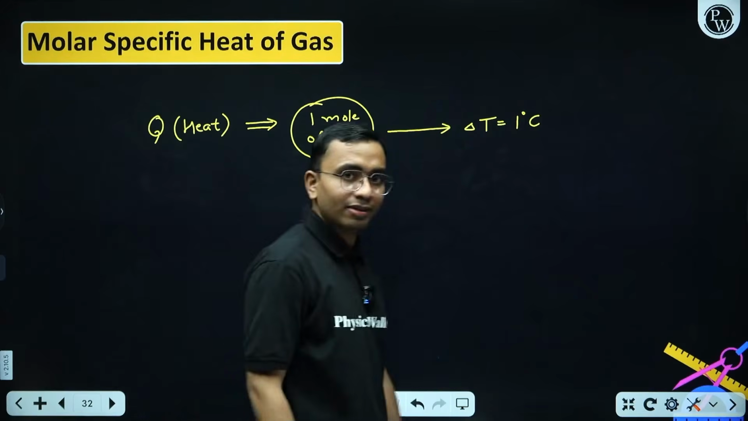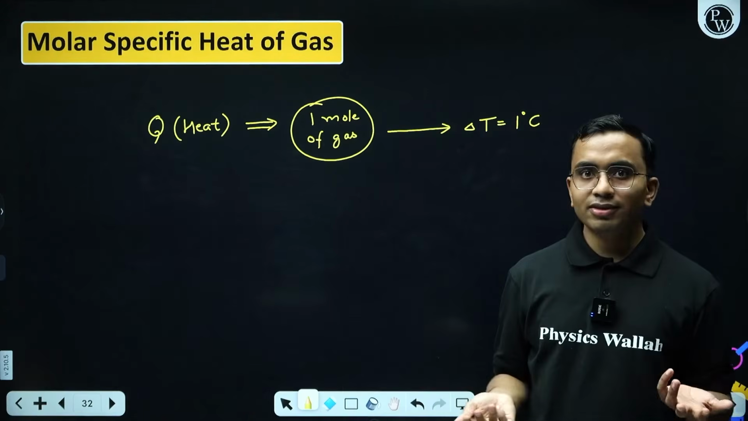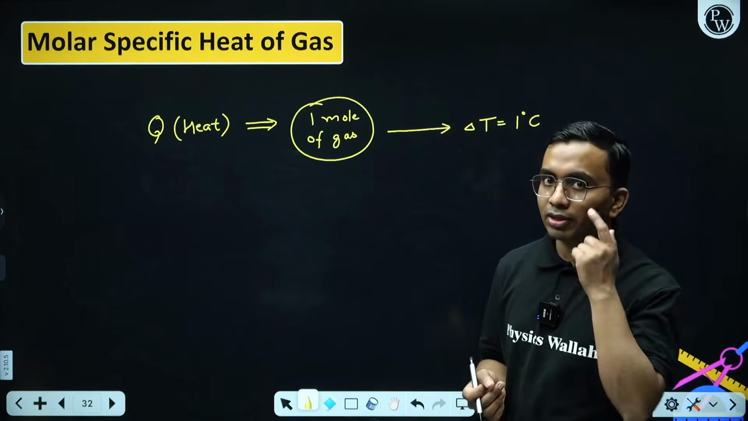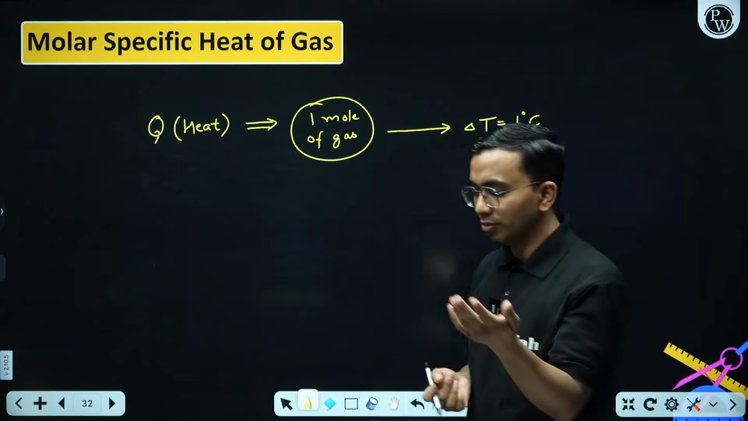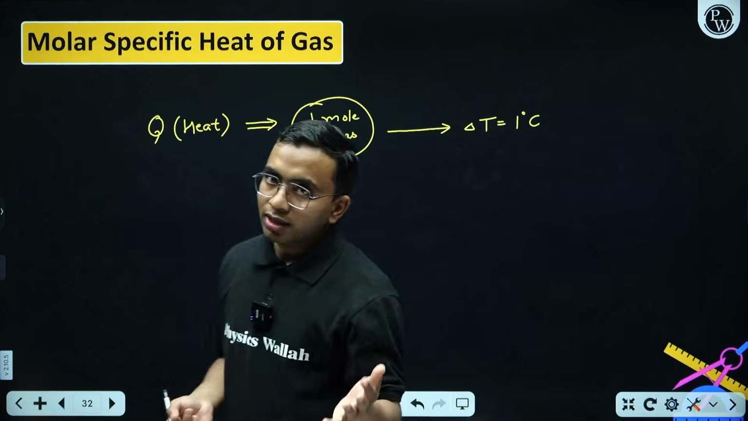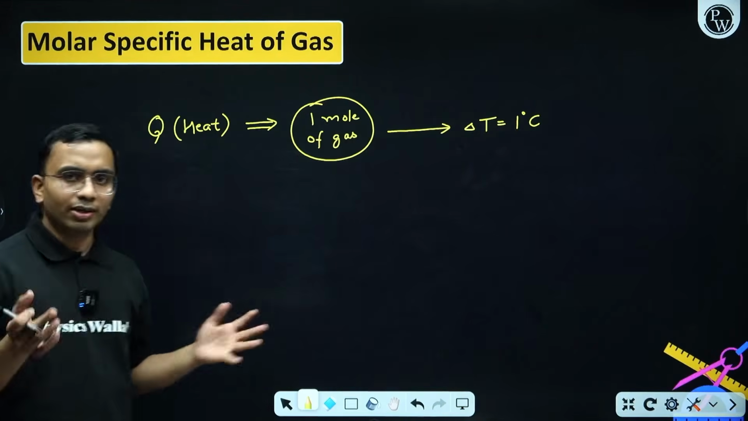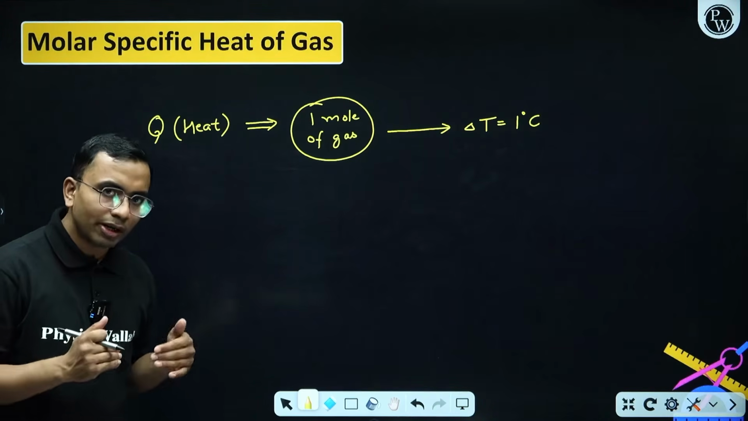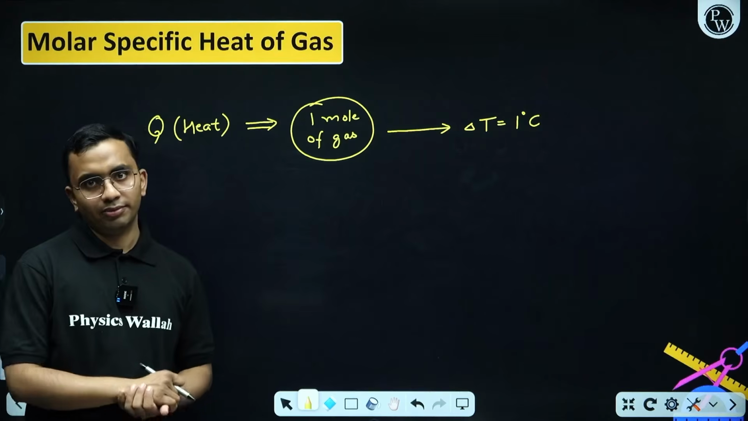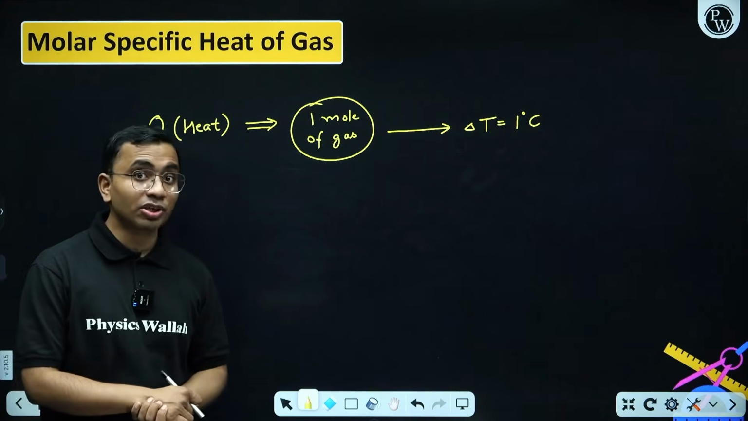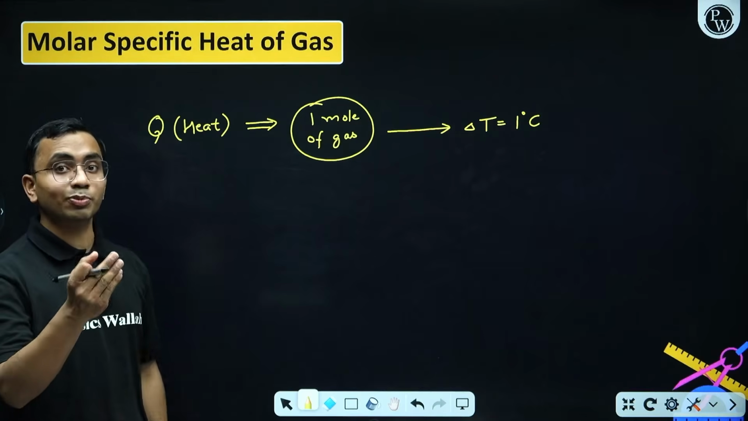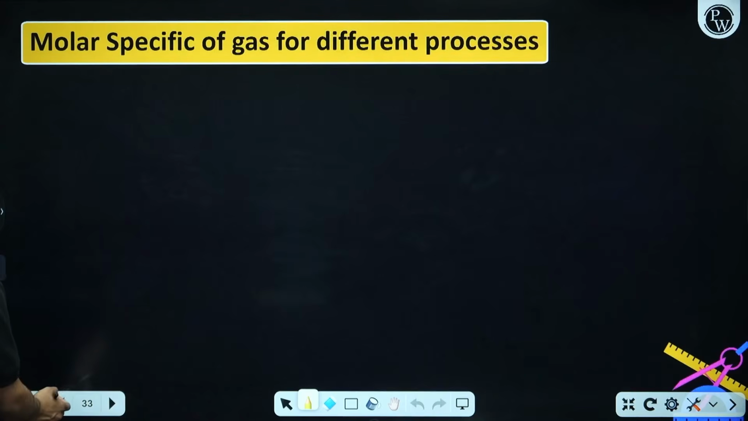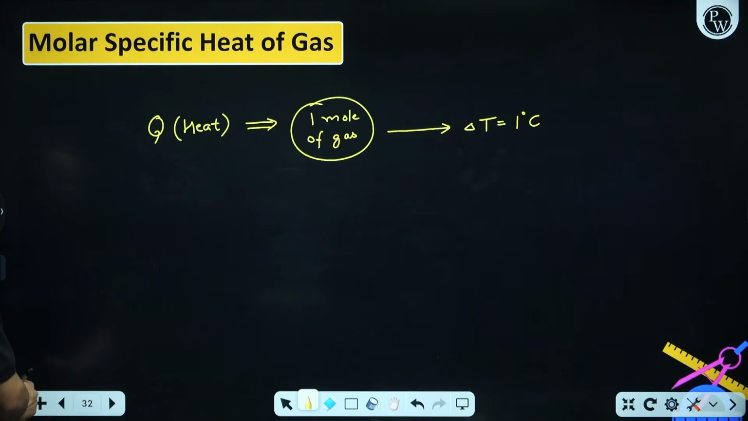Now you may say, sir, it depends on the process, isn't it? Which type of process is there, because the heat will depend on that process. If the process is isobaric, adiabatic, or isothermal, different types of processes are there. So the amount of heat will depend upon the process. Different types of process mean different types of molar specific heats. Getting it?